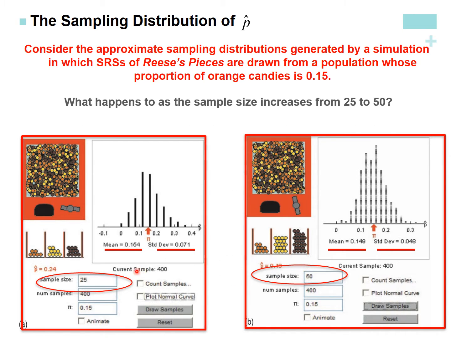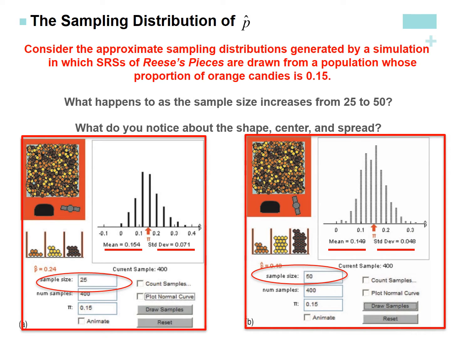So what happens as the sample size increases from 25 to 50? Remember, with sample size 25, I found the proportion out of 25. With sample size 50, I found the proportion of orange out of 50 and put that on here. And there are 400 of those on each of my graphs. So what do we notice about the shape, the center, and the spread? The shape is pretty unimodal and symmetric for both of them. The mean with the smaller sample is further away from the population. When I took a whole bunch of samples of 50 and found the proportion, it was closer. My standard deviation was also a lot smaller, so there was less variability.